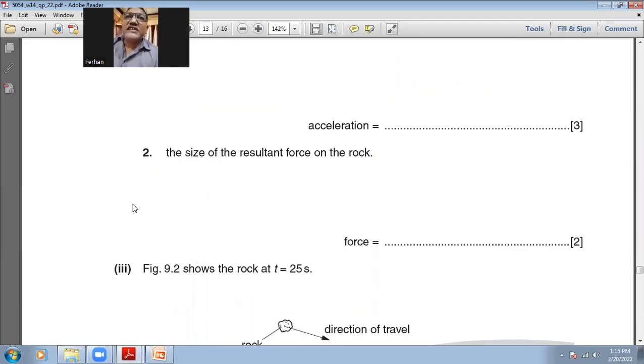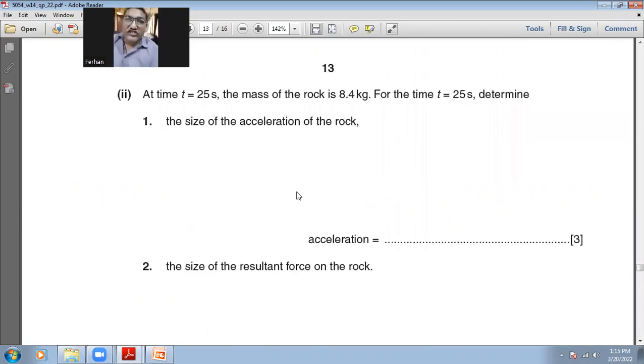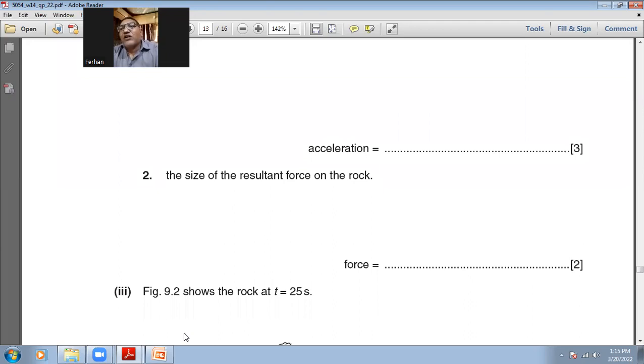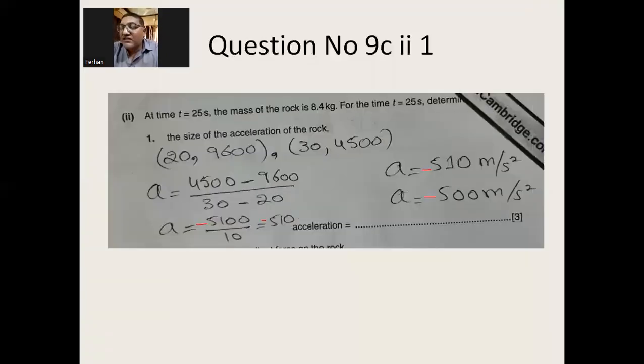Then the question is the size of the resultant force on the rock. You see, if I know the deceleration produced in the rock and I know the mass of the rock, I can also calculate the force which produces that deceleration. According to Newton's second law of motion, F is equal to ma. So F, I want to find out. Mass is 8.4 kg, and acceleration we have already calculated. So very easy and simple numerical, this one.